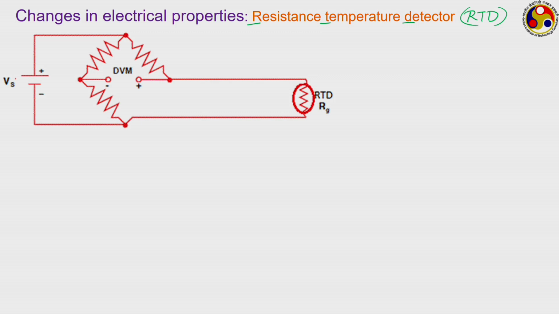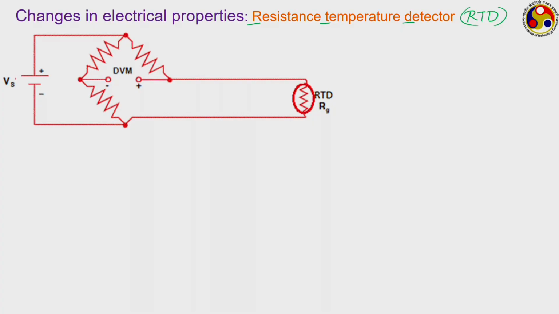So, the idea is very simple. As the temperature changes, you know that the value of resistance of any common conductor also keeps on changing, and the same property is made use of in this device. Here the RTD is nothing but a resistor, generally in the form of a thin wire or maybe in the form of a metallic film.